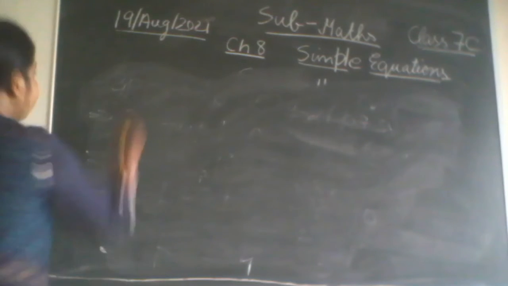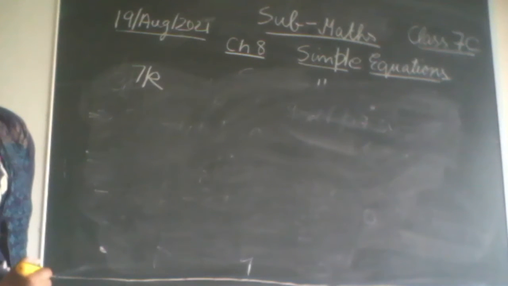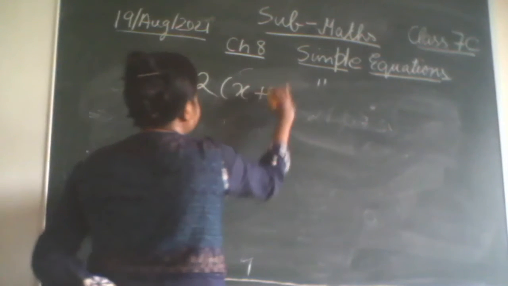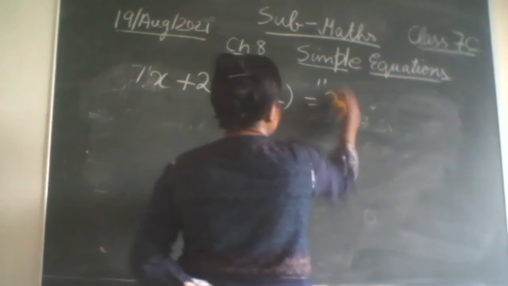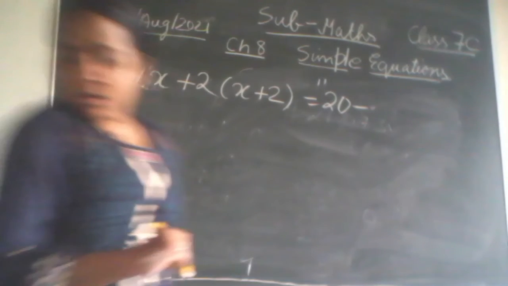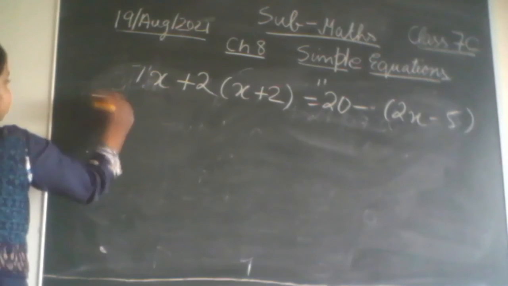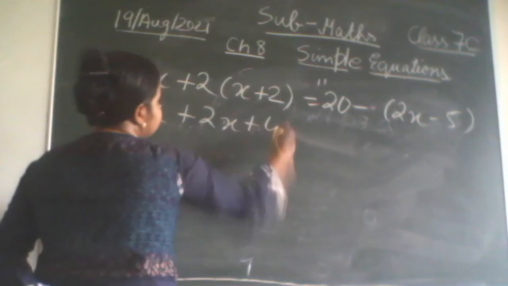Please read the 7K. 7x plus 2. 7x or K? 7x. 7x plus 2 in brackets, x plus 2, is equal to 20 minus x in brackets, 2x minus 5. First step is opening of bracket, yes or no? Yes, ma'am. Like that. Plus 2x plus 4. Correct?